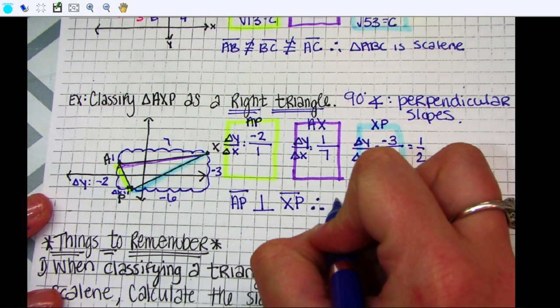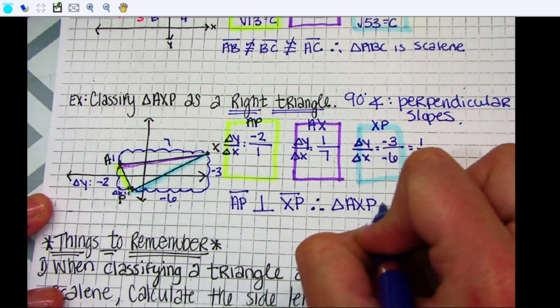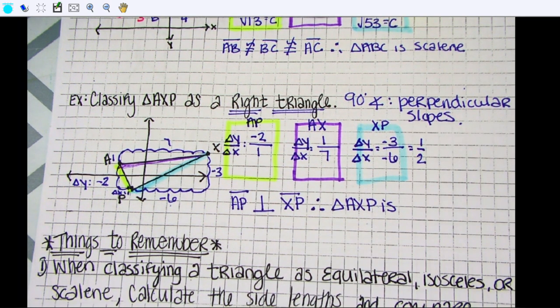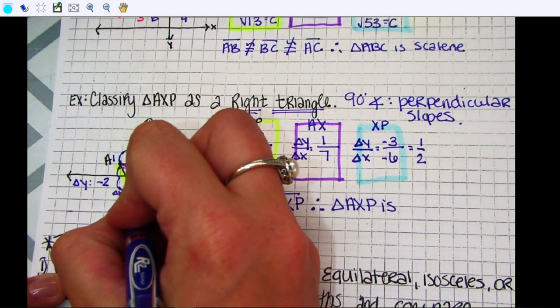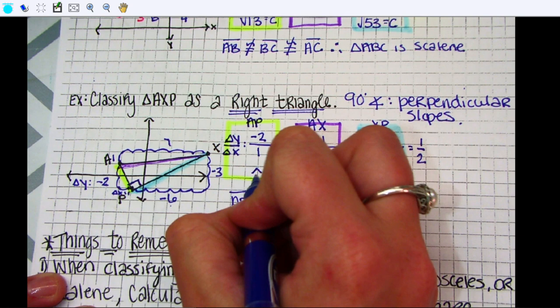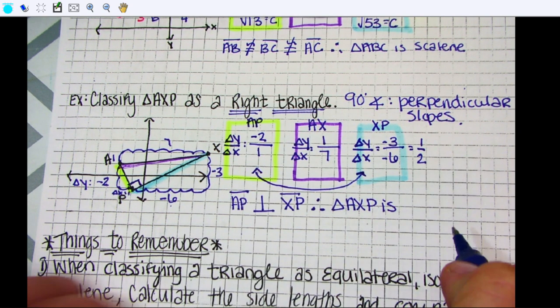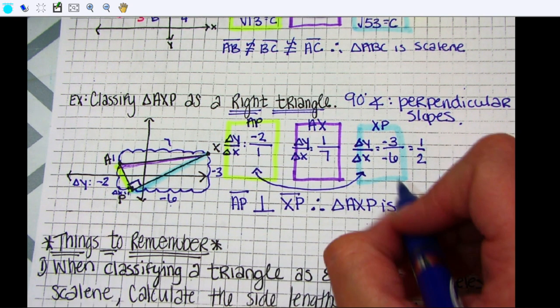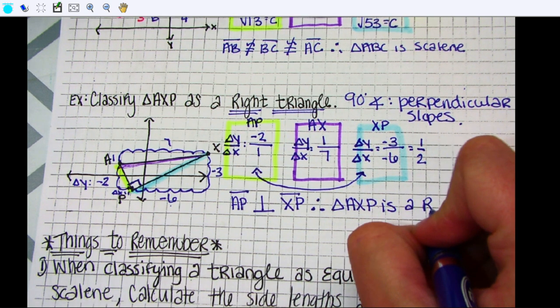Therefore, triangle AXP is what kind of triangle? We didn't find side lengths, we found slopes. What kind of angle is sitting inside that triangle? A right triangle. So that means these are perpendicular. This is a 90-degree angle because this slope and this slope are perpendicular. So our answer is triangle AXP is a right triangle.